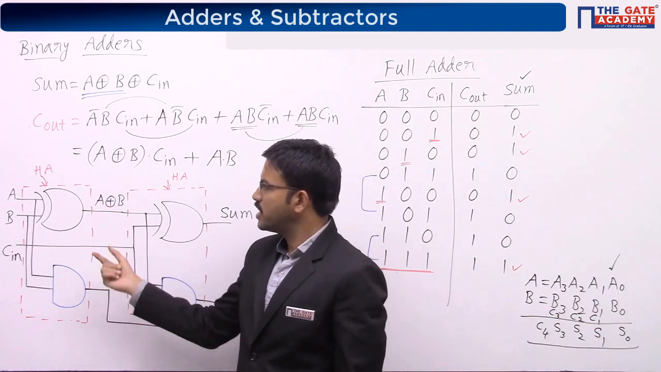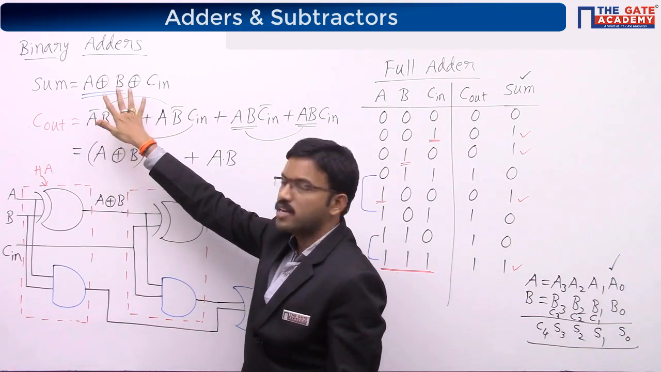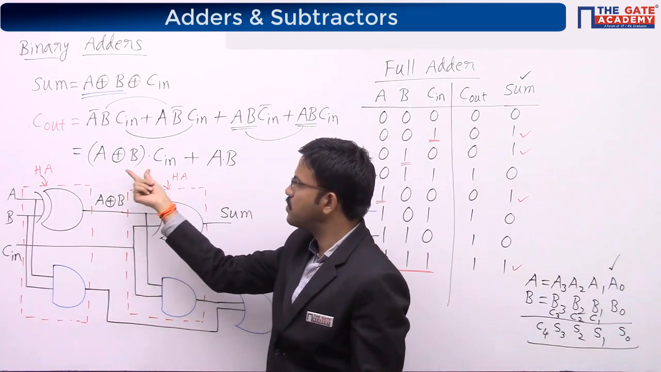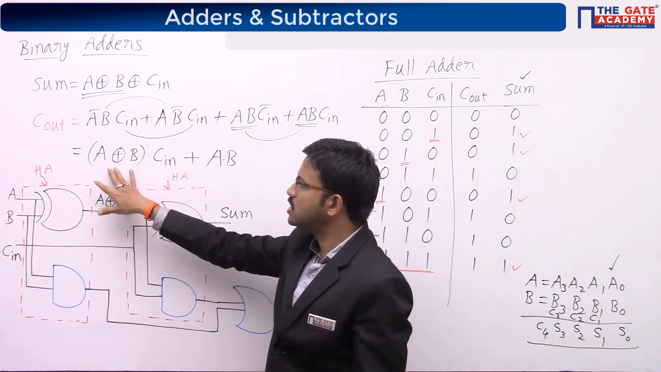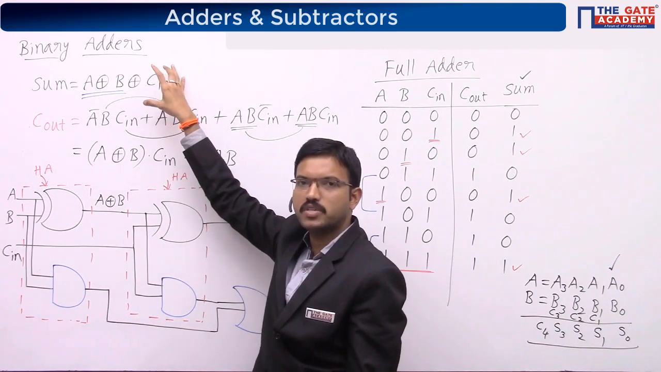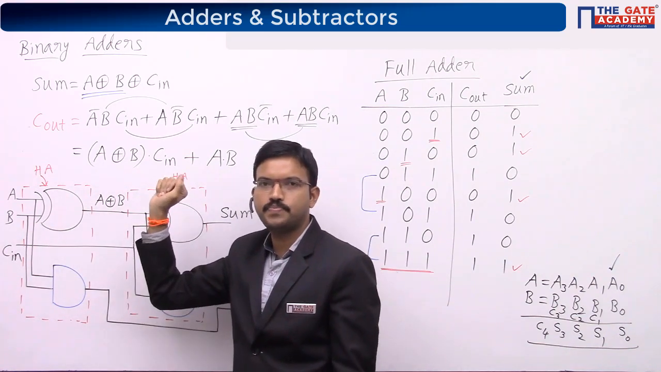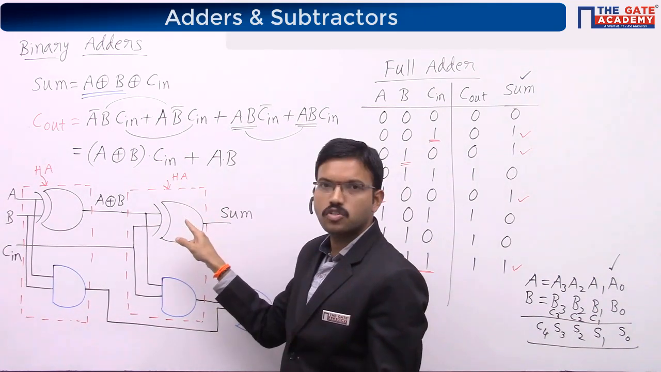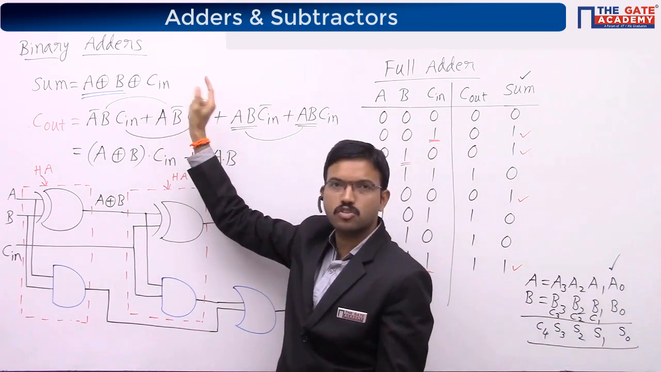See, here I am repeating once again. Just observe, for the sum expression I am having A XOR B XOR Cin, right? If you observe the Cout expression, I am having A XOR B and Cin plus A and B. If you observe these two expressions, A XOR B is common, right? So instead of directly implementing by using a 3 input XOR gate, first I am implementing A XOR B with the help of one exclusive OR gate. That output I am giving as input for one more exclusive OR gate. Other input is Cin. So here I am getting sum as A XOR B exclusive OR Cin.